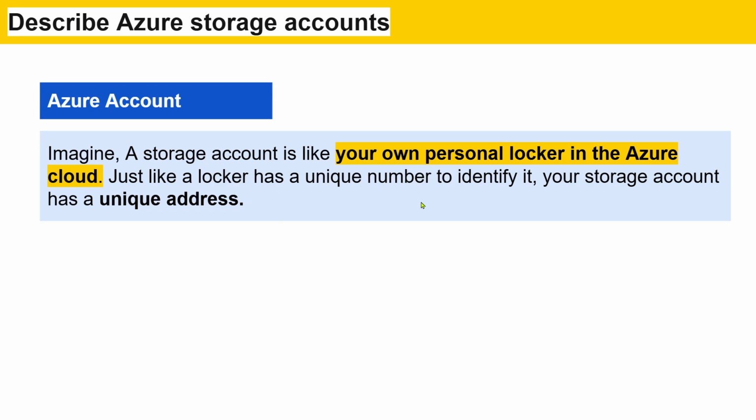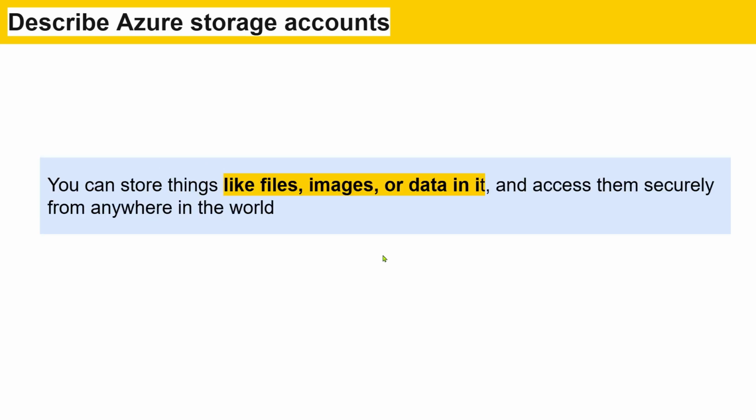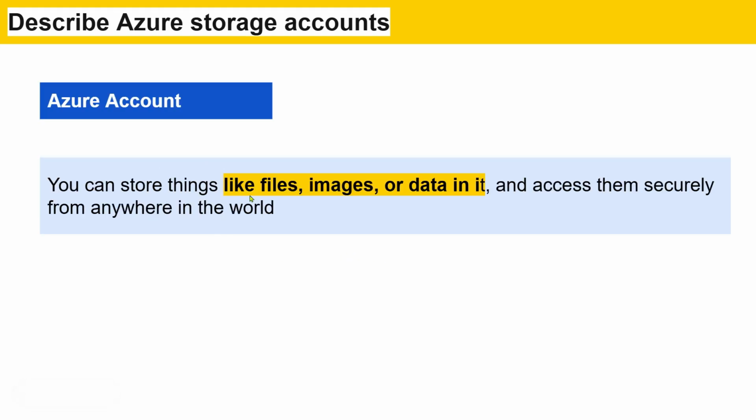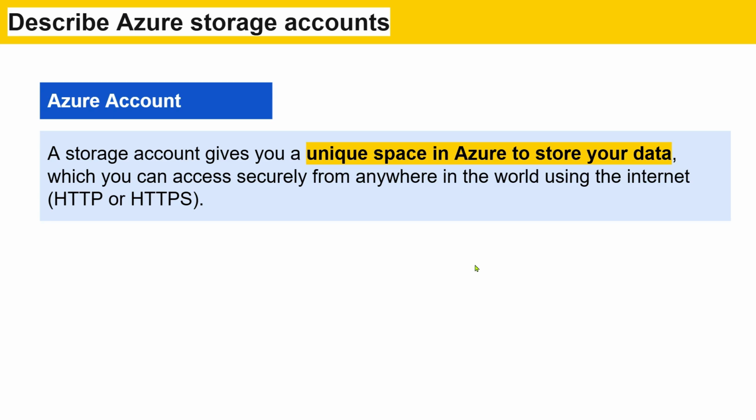Just like a locker has a unique number to identify it, your storage account has a unique address where your data is stored. Now, you can store things like files, images, or data in it and access them securely from anywhere in the world. So a storage account gives you a unique space in Azure to store your data, which you can access securely from anywhere in the world using the internet, such as HTTPS. So this is a unique space in Azure to store your data.